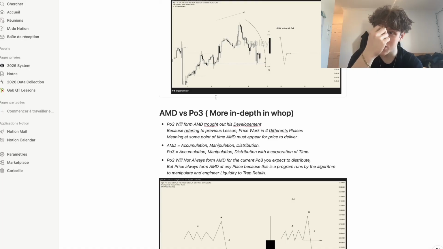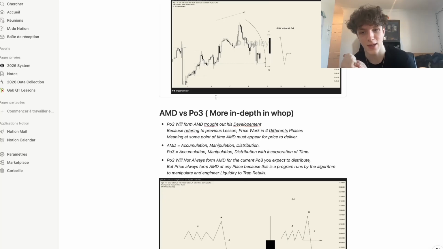Now, I got this question so many times. What is the difference between AMD and power of 3? I will roughly talk about it here because that could be 40 minutes to give examples and everything. I will just give the main subject. I think no one necessarily needs an example because you will find examples by yourself with experience and studying the chart.